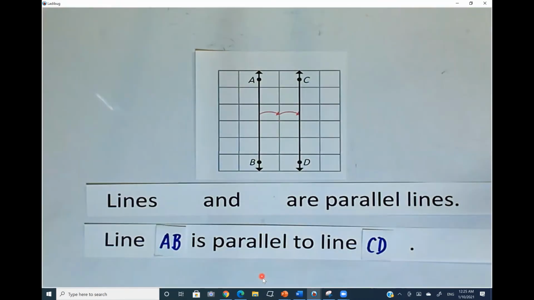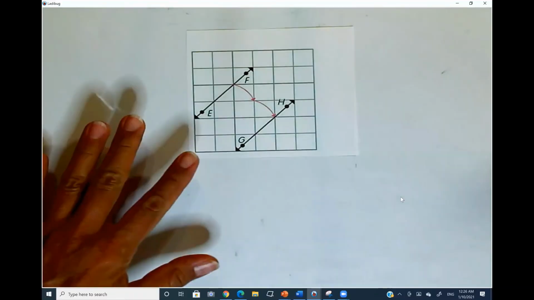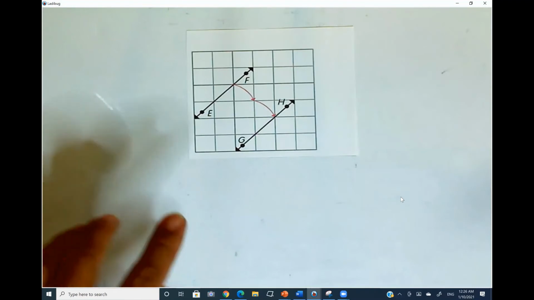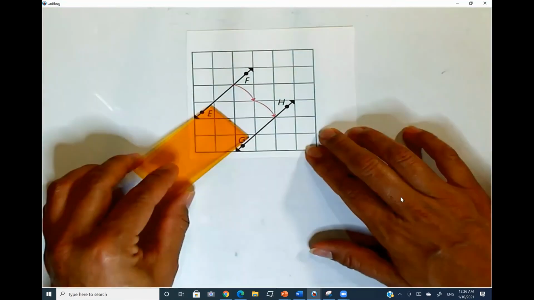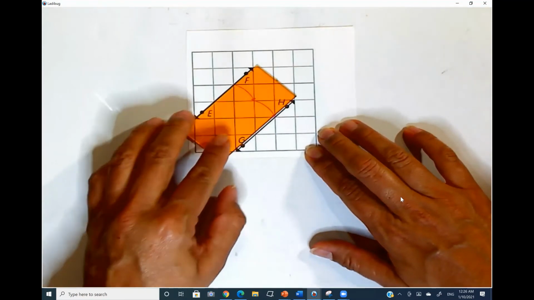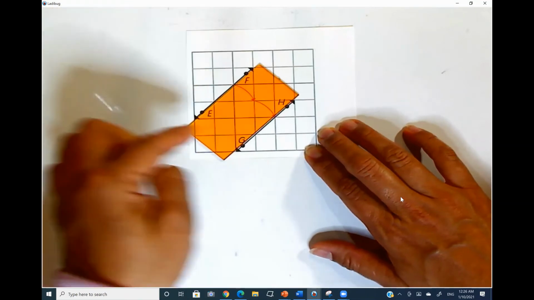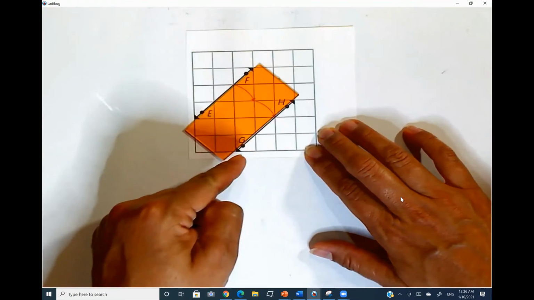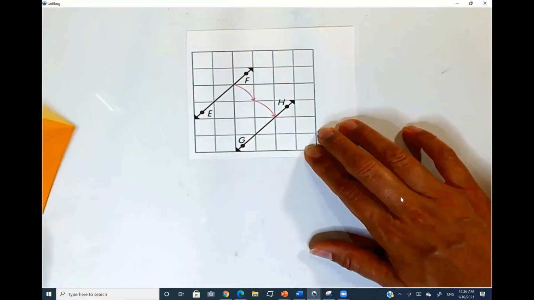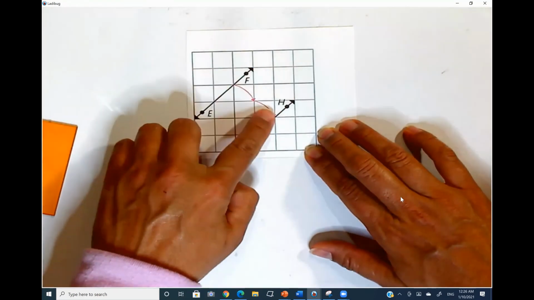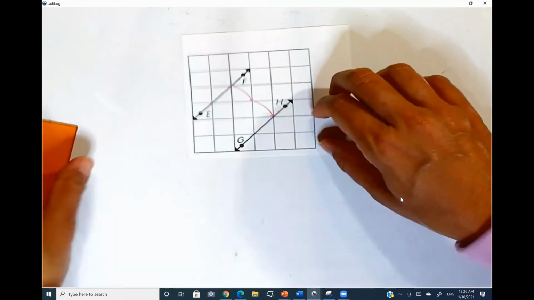Let's look at another example. In this set of lines, you can notice that they are parallel. How do I know? Because when I place the rectangle between the two lines, you can notice that they keep the same distance. They're not getting closer to each other and they're not getting separated from each other. Here you have two diagonal squares and you can count them here too, 1 and 2, which shows me they are not getting closer or farther apart.